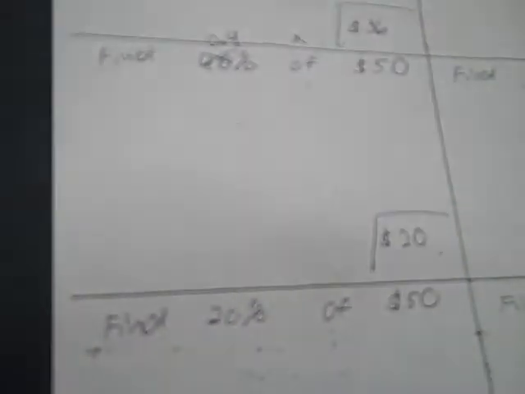Okay, 20% of 50, so I can take my 20 divided by 100. That's 0.2, so I need to cross out my 20% because now I just call it 0.2, because now I'm allowed to take 0.2 times 50 and I get $10. Okay, 50% of 80, so I take 50 divided by 100. That's 0.5. And then I can take 0.5 times 80, 40.